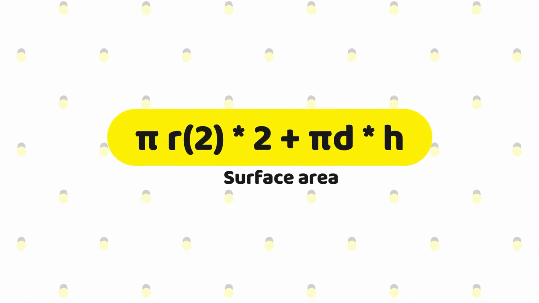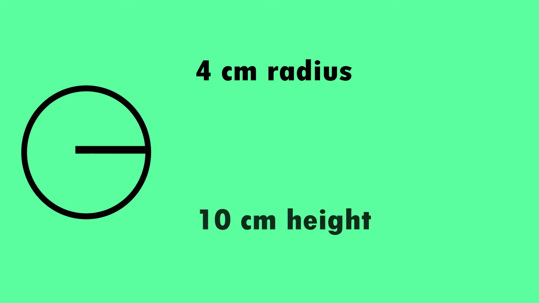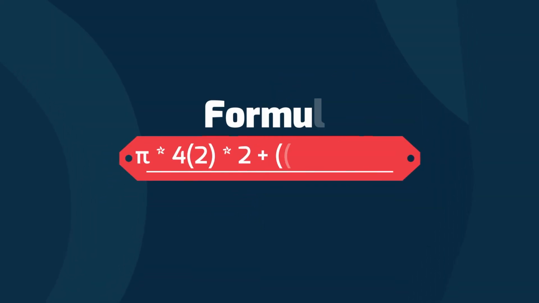So the total formula would look something like this: pi r squared times 2 plus pi d times h. For example, if the radius is 4 cm and the height is 10 cm, then the surface area of the figure would be pi times 4 squared times 2 plus pi times 8 times 10, which gives us the value of 351.83 cm squared.